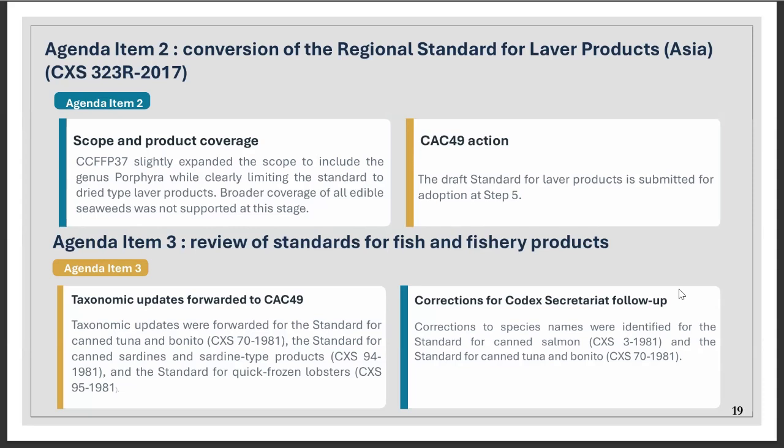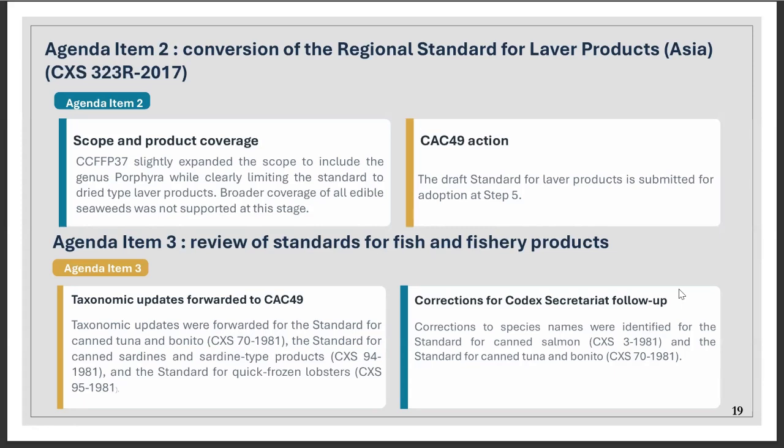Also, the committee agreed on expanding the standards in a limited time to include the profile limited to laver or dry laver products, and the corrections to species names were identified for the standards for canned salmon.